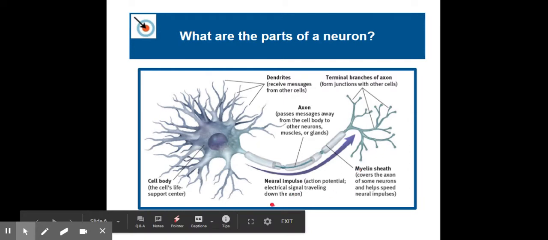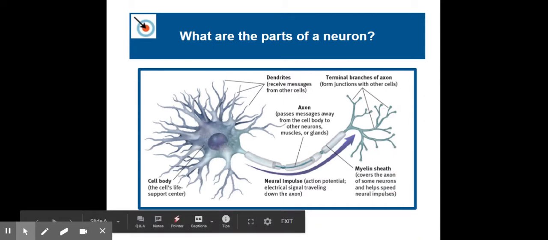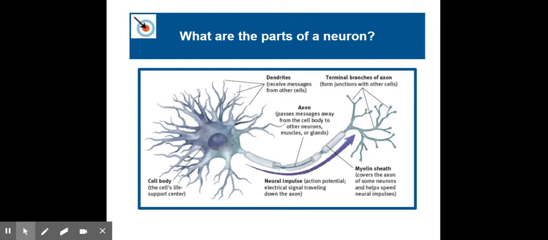The last thing you need to make sure you understand is the neural impulse. This is an electrical charge that is sent down the axon, through the terminal branches, and into the next cell. It's much like a chain link fence. That electrical signal gets sent from one neuron to the next neuron to the next neuron, and this all happens within thousandths of a second.